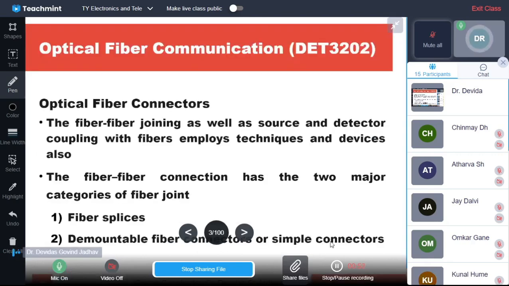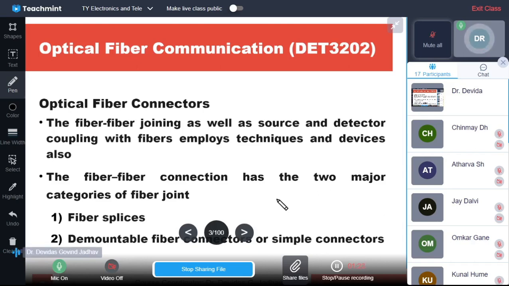So we have started this chapter 5th last 3-4 lectures. So very quickly we'll go through the previous slides. Fiber and fiber joining, fiber and source joining, fiber coupling and fiber and detector coupling we are dealing with, and the losses due to those, and the other intrinsic losses in the fiber.